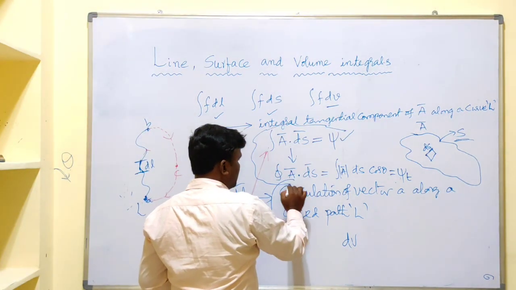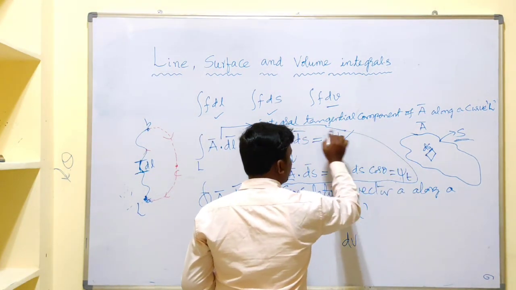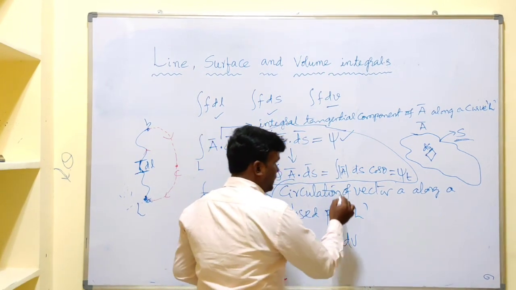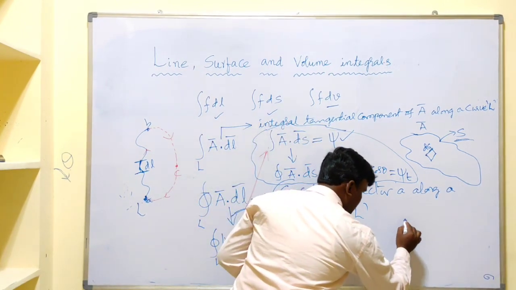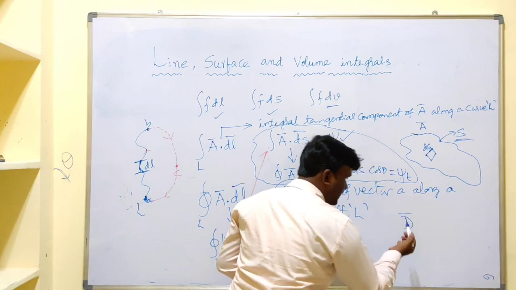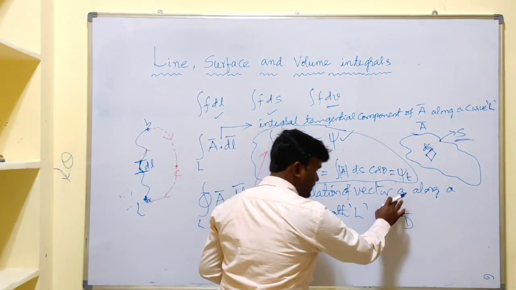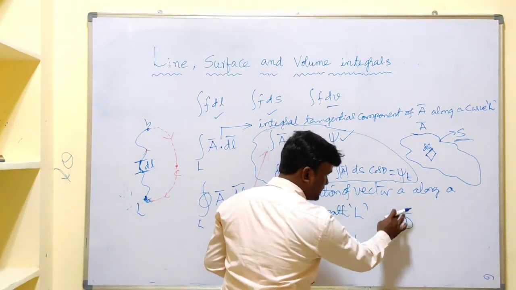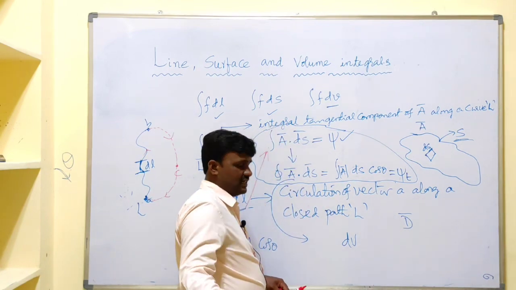You may have a doubt here. Let us take, instead of vector A, D bar, that is flux density. In the very first class I spoke about this D bar. D bar is nothing but flux density.